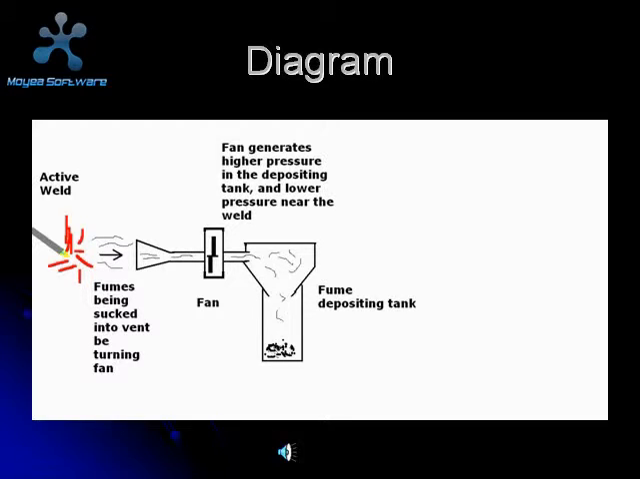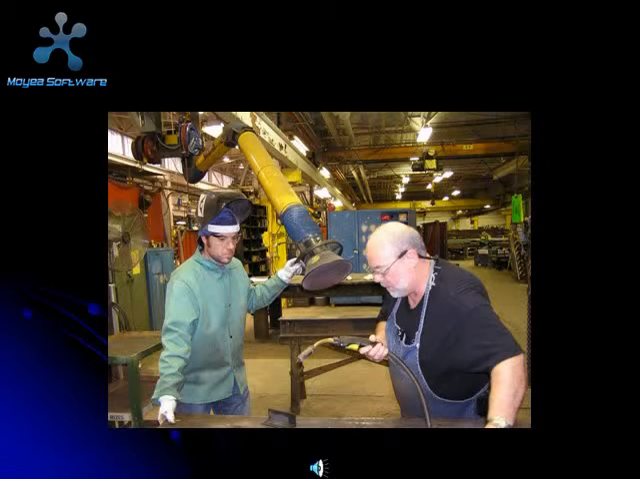This diagram shows how the fan works. A vacuum is placed near an active weld and sucks in fumes, using a fan to generate higher pressure on the opposite side of the ventilation system, which causes the fumes to move into the vacuum and be deposited in a fume depositing tank. Here are two of our workers, both welders, one holding the vacuum fan and the other working on a small weld, and this demonstrates how this system is used in real life.